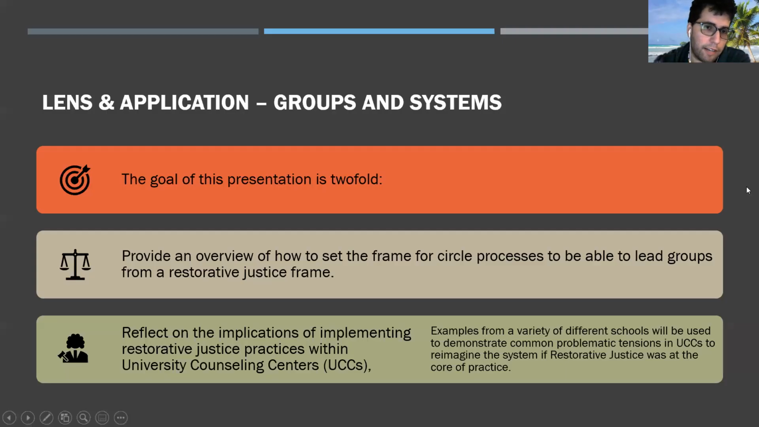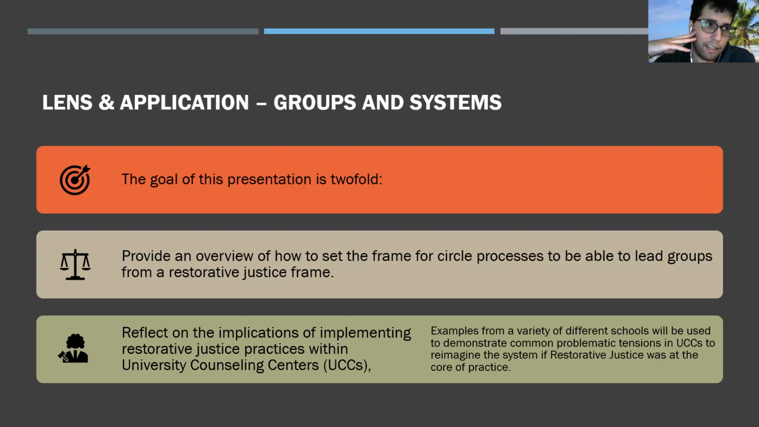We'll jump into the actual theory itself. So again, I'm going to do kind of a 2-part thing here. I'm going to try to do the spiritual and values focused overview of a restorative justice frame, and then talk about circle processes and what that pragmatically looks like. And then I'm also going to reflect on some implications of implementing restorative justice practice within university counseling centers.